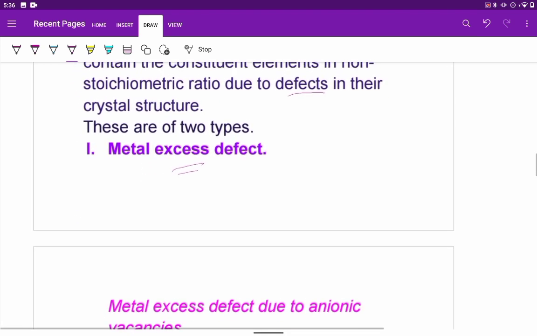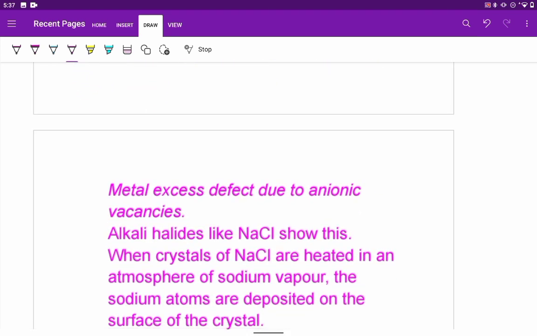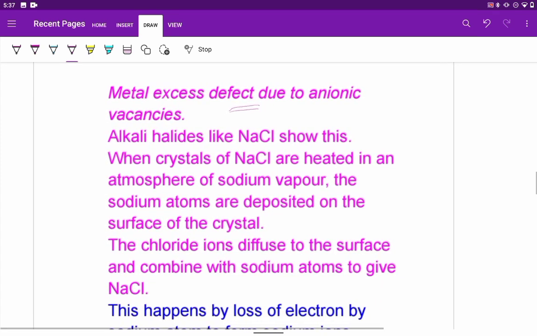First, the metal excess defect. The metal excess defect can arise due to anionic vacancies, meaning the anion is not there, so naturally the metal will become more. So this will be a metal excess defect. For example, alkali halides like sodium chloride will show this type of defect. It happens when crystals of sodium chloride are heated in an atmosphere of sodium vapor: the sodium atoms are deposited on the surface of the crystal. What is getting deposited? Sodium atoms will get deposited on the surface of the crystal.